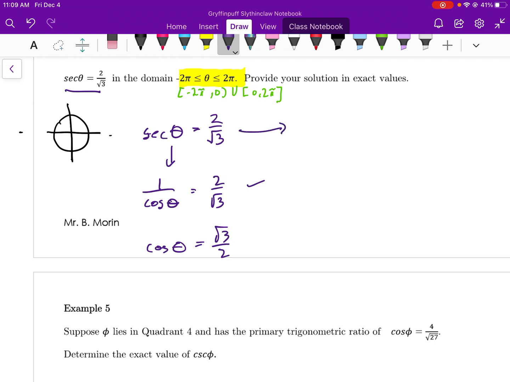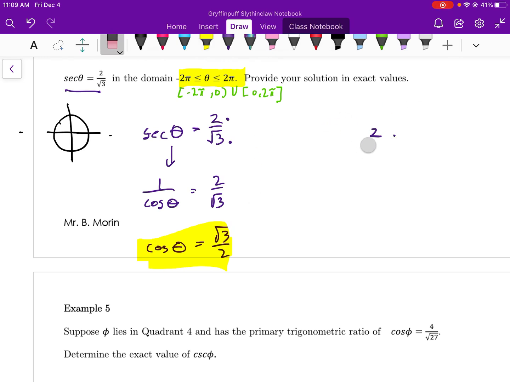Alternatively, I could just move straight across. I could ask myself, what is the reciprocal of secant? Well, that's cosine theta. What is the reciprocal of 2 over root 3? That's root 3 over 2. Regardless, we end up in the same position, don't we? Cosine theta is equal to root 3 over 2.